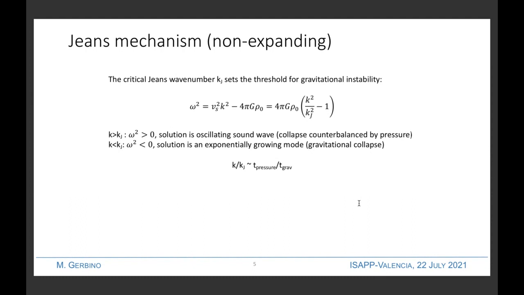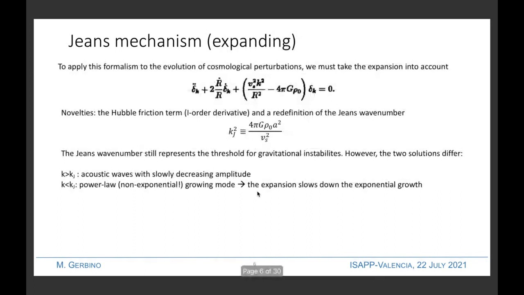And we can think of this comparison as the comparison between the typical time scale for pressure balance, which is given by the sound speed, and the typical time scale for gravitational collapse, which instead is given by the inverse of the gravitational constant. So when we compare the different scales against the Jeans wave number, what we are roughly doing is comparing the time necessary for these two mechanisms to balance with each other. This provides a very clear and qualitative description of what the Jeans mechanism is, but now we have to integrate this qualitative picture with the expansion of the universe.